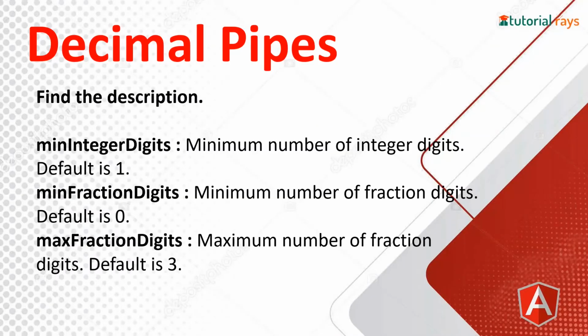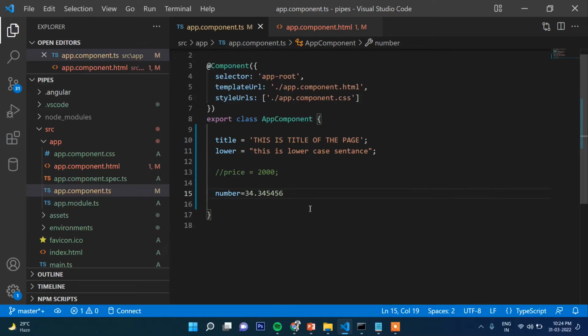And in this section we are going to discuss decimal pipes. So for the decimal pipe, there is the minimum integer digits, which defaults to 1, the minimum fraction digits, which defaults to 0, and the maximum fraction digits, which defaults to 3. So let's see with an example so that you can understand better what it means. So let's open here, and suppose this is the number.